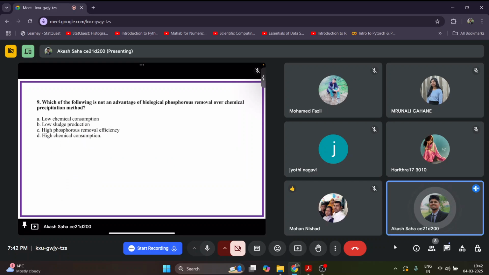Next, which of the following is not an advantage of biological phosphorus removal over chemical precipitation method? So we have discussed two types, biological and chemical. So what is not an advantage? Low chemical consumption, low sludge production, high phosphorus removal efficiency, high chemical consumption.